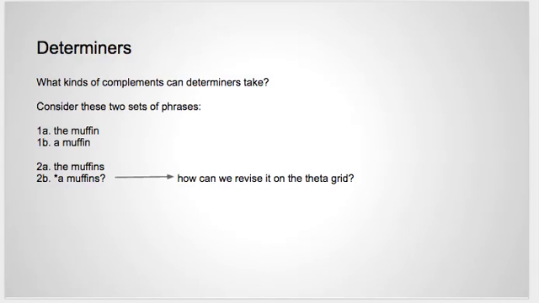In today's tutorial, we'll be talking about determiners. In the previous section, we saw how complementizers can select for certain kinds of TPs, and now we'll be talking about what kinds of complements determiners can take.